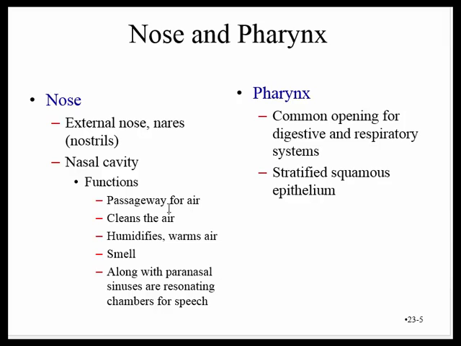But in addition to warming, humidifying, and cleansing the air, we also have what are called paranasal sinuses, and sinuses are basically just holes in our bones that help to resonate speech and also help to lighten the skull a little bit. If you've had a sinus infection or a nasal infection, it changes your voice a little bit, right? You have that cold voice.